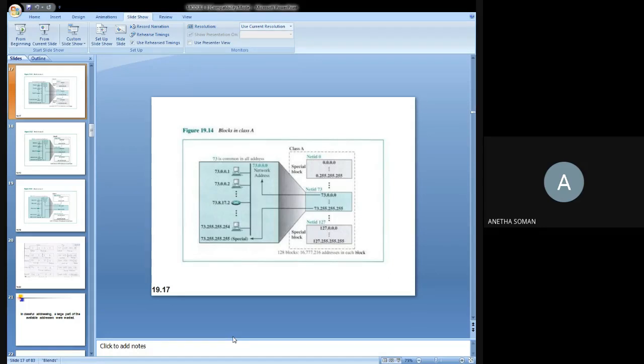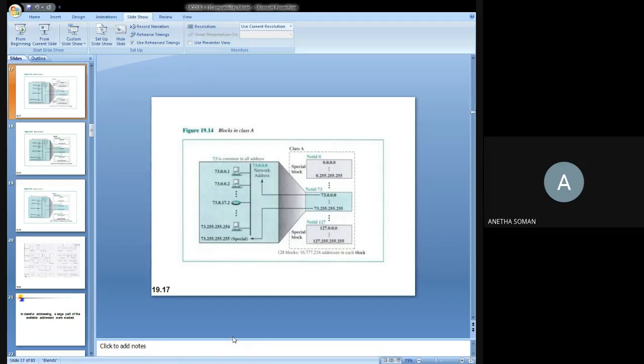The meaning is, when you want to deliver a packet, the router knows only the network address. It does not know how many hosts are connected. So it will route the packet based on the network address. First it will reach the network, then it will reach its host. So that is the concept.